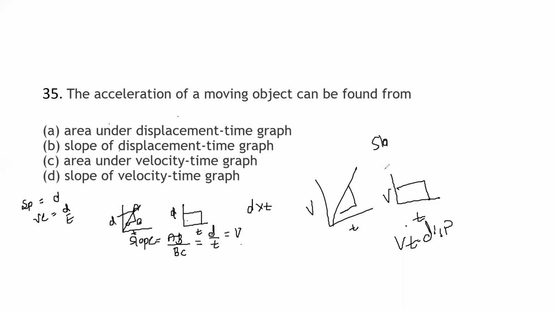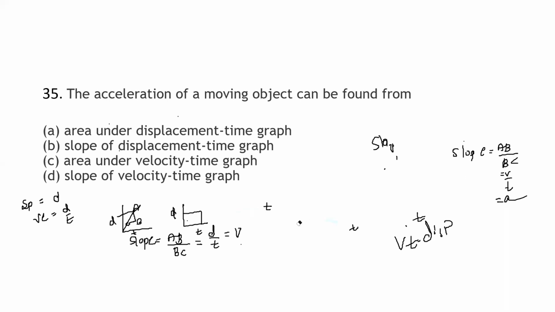The slope of the velocity-time graph, once again: slope is equal to AB by BC, that is equal to velocity by time. So what is velocity by time? That is acceleration. So if we know it directly, we can write it. I just revised at this point. You need to remember what is the area under the velocity-time graph, the area under the displacement-time graph, and the slope of the velocity-time graph. These three points you remember, it's enough. So option D is the correct option here.